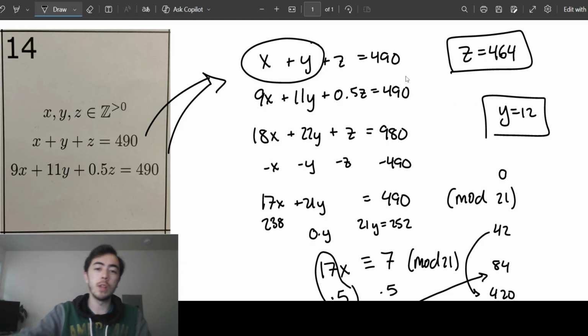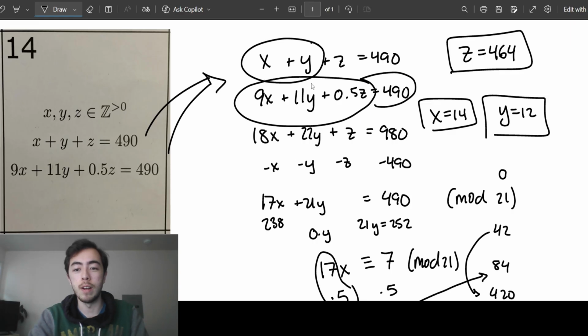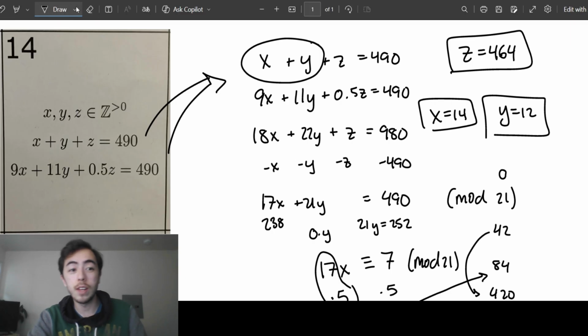And I guess if you really wanted to, you could plug in these numbers. X is 14, y is 12, and then z, the biggest one, is 464. This should also turn out to be 490, and maybe you can try that for yourself. So we found the answer, though. X is 14, and I think we're all done.